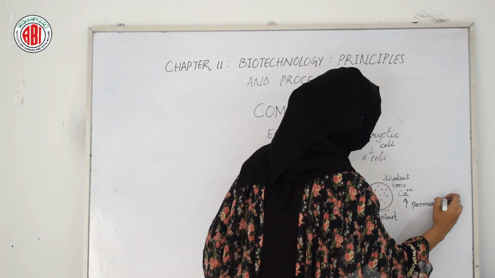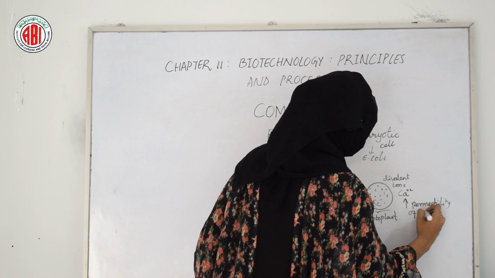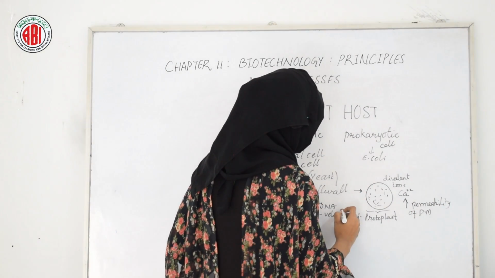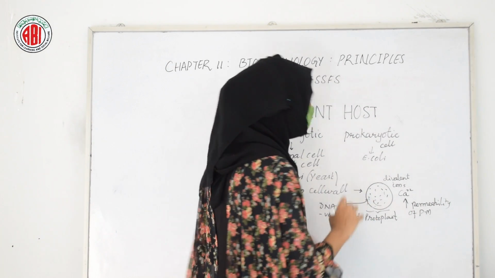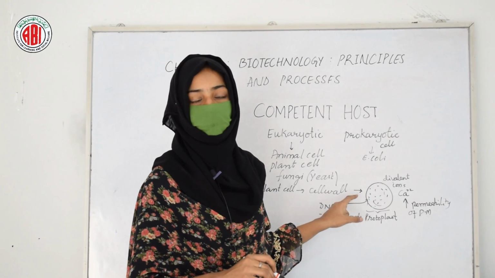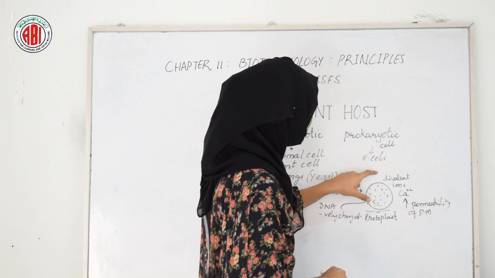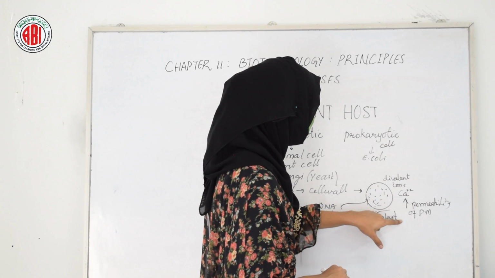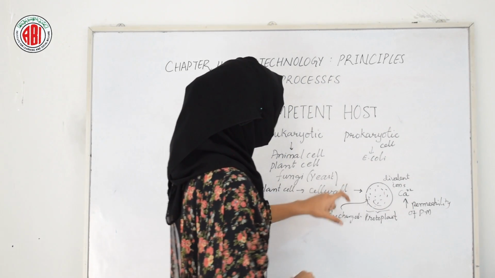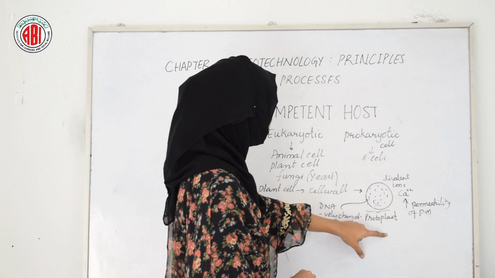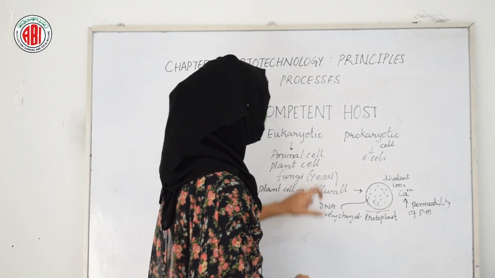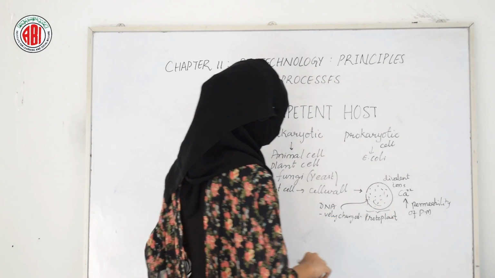After the addition of divalent ions, these divalent ions increase the permeability of the plasma membrane. As soon as the permeability of the plasma membrane increases, the DNA particles or the gene particles can easily be inserted into the host cell. In this way, the divalent ions increase the permeability of the plasma membrane, and after the permeability increases, the DNA can be easily inserted into the cell.